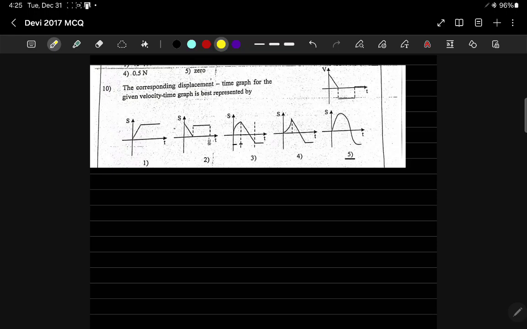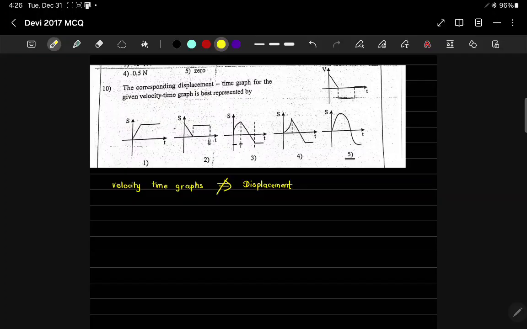Now question number 10 is an easy question. We have a velocity time graph and they are asking us for the displacement time graph. Now the thing is, even though the question is easy, there are some points we must take from this question. The main point is that from velocity time graphs, you can never obtain displacements. Keep that in mind.